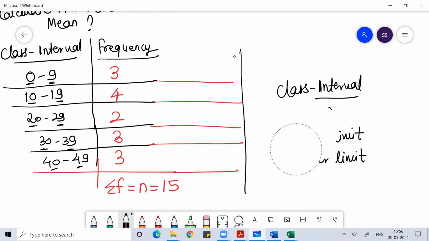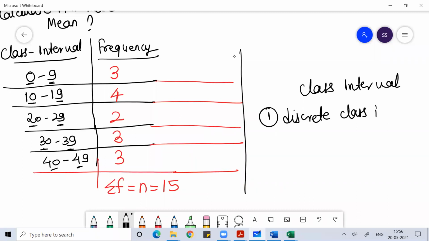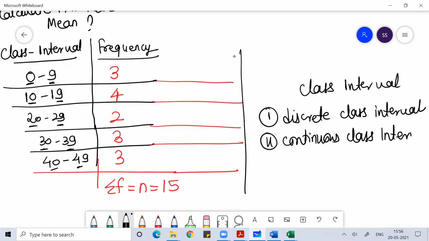Then next thing, guys, you need to understand that normally, when you see class intervals, they either follow discrete class interval or continuous class interval. Now you will be wondering, sir, what is discrete class interval? What is continuous class interval?